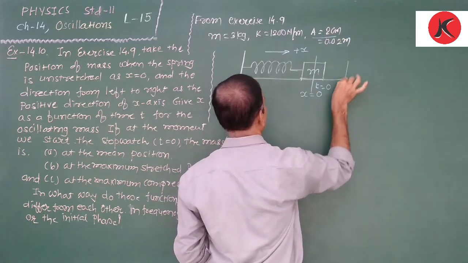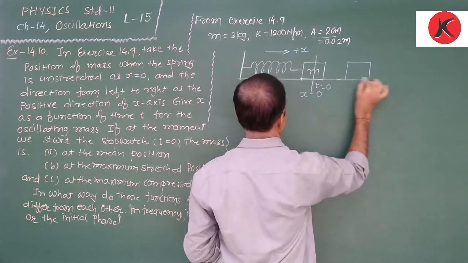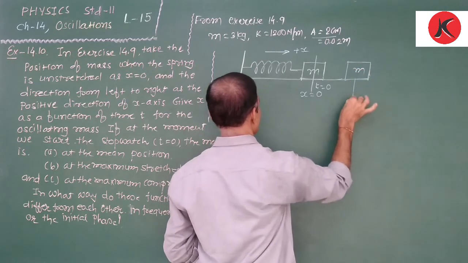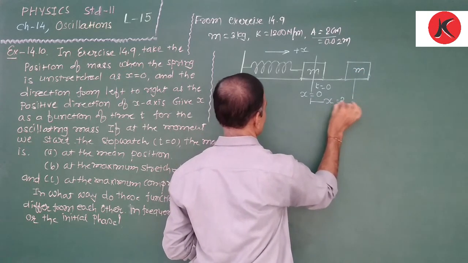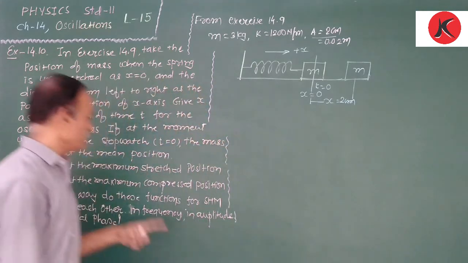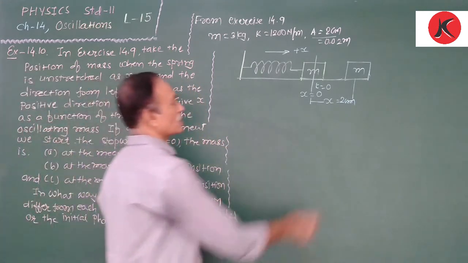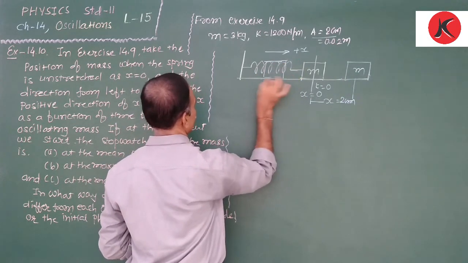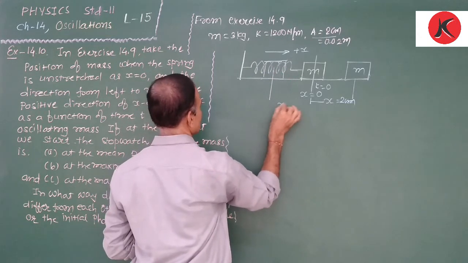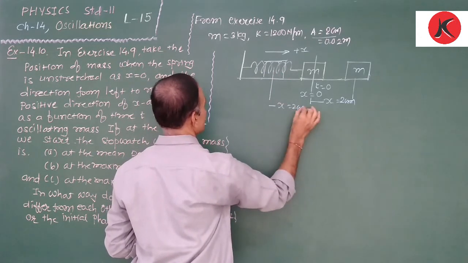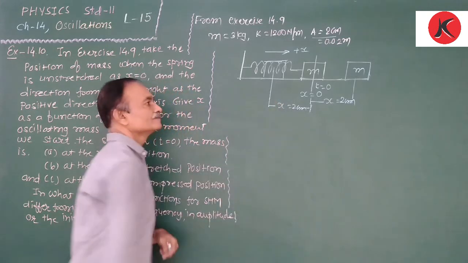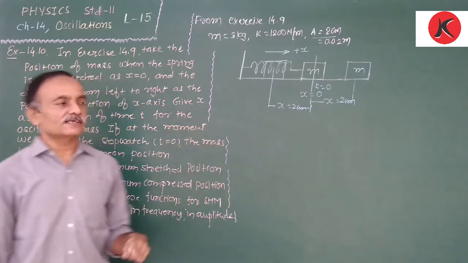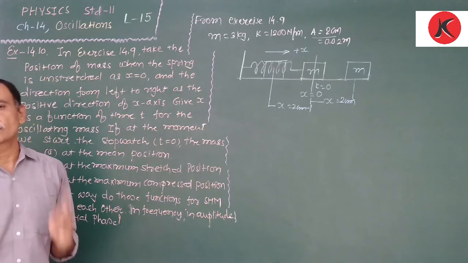Therefore, the maximum we can stretch, the maximum displacement of the block m here, is x equal to 2 centimeter distance. There is the maximum stretched position of the block, and the maximum compressed is this. There is also x equal to 2 centimeter on this side. So for the first, second, and third positions we have to derive the equation of the displacement of a simple harmonic motion.